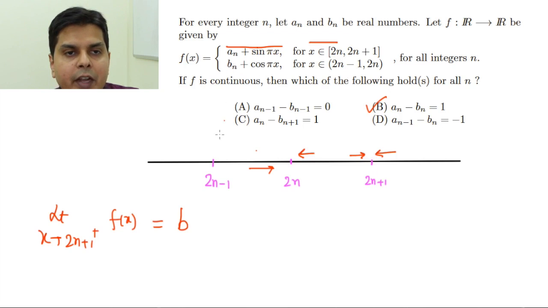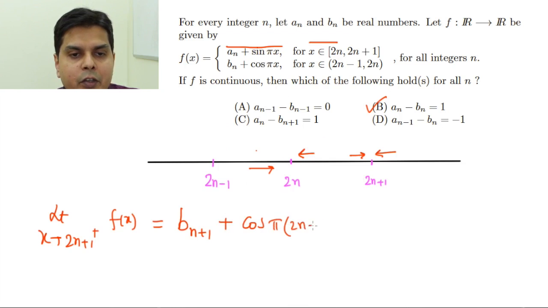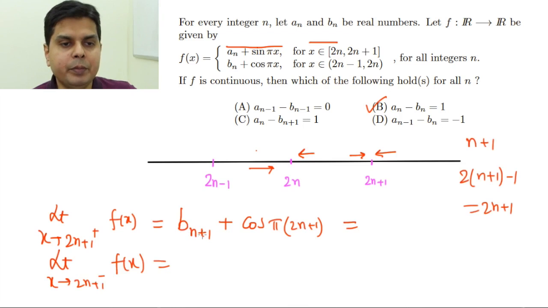So in place of n I will take n plus 1. So this will become b_{n+1} plus cos of pi x. What is x? x is 2n plus 1. This will be b_{n+1} plus cos pi (2n plus 1). So this will become b_{n+1} minus 1, because cos(2n pi plus pi), that is cos pi, is minus 1.